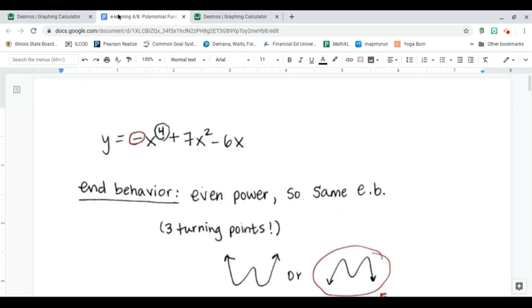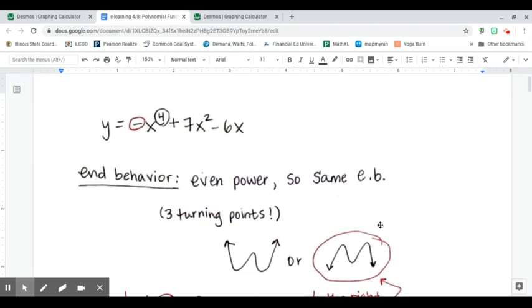Just by looking at the function y equals negative x to the fourth, and so on, I can tell a lot about the function's graph. First of all, I know that the end behavior will be the same. Our degree is 4. That's the largest exponent in this function. Because that's an even number, whenever you have an even power, you're going to have the same end behavior. Also, because the largest degree is 4, if you take 1 away from that, you're going to have 3. 3 is the number of turning points.